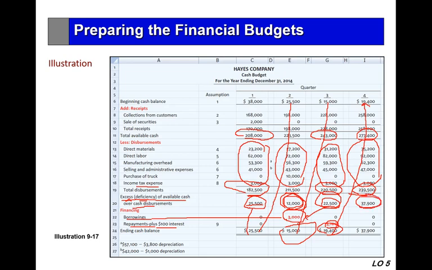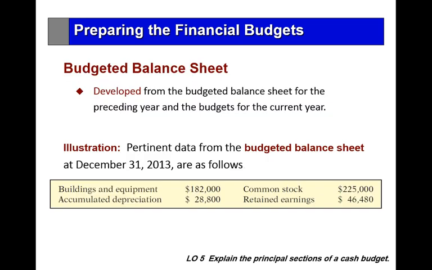Then the excess is 37,900. We don't have any loans or any interest, and we don't need to borrow anything because it's more than 15,000. Then the ending balance here is 37,900. Here we finish the cash budget, and the last step will be the balance sheet, or budgeted balance sheet.